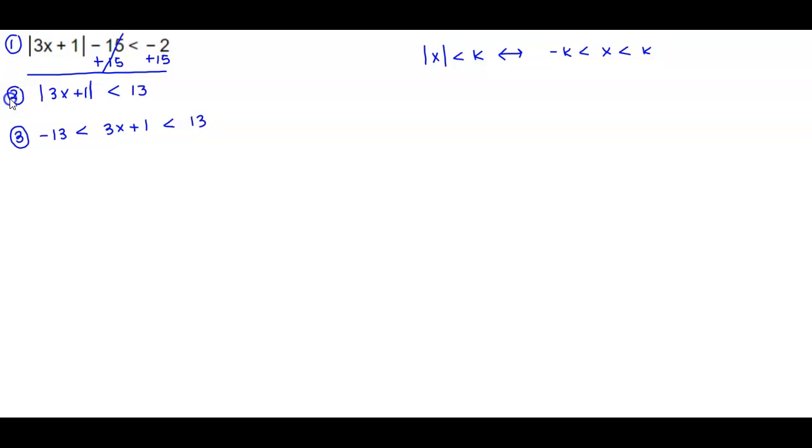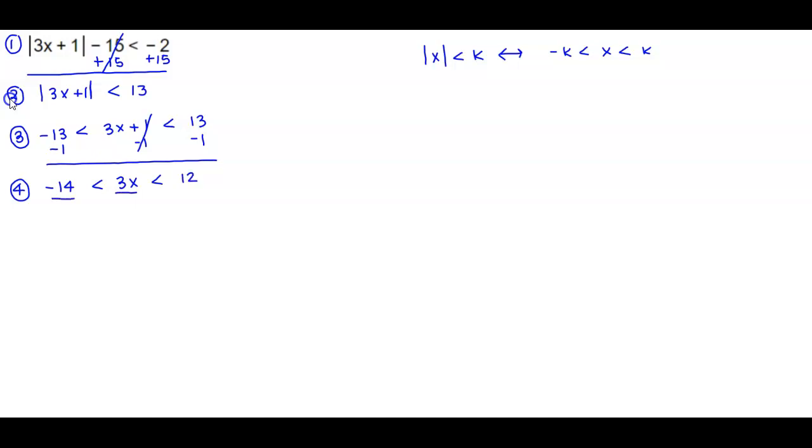And now we're going to solve this compound inequality. So we're going to subtract 1 from all 3 sides. So negative 13 minus 1 is negative 14, which is less than 3x, because plus 1 minus 1 is 0. And then this is less than 13 minus 1, which is positive 12.